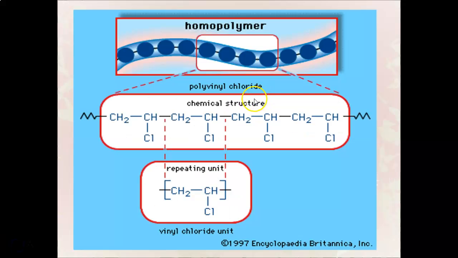One by one, okay, this one is the structure of polyvinyl chloride, which is considered a homopolymer because it contains only one type of monomer unit, which is CH2CH with Cl attached to it. So this is considered a repeating unit. We call it a homopolymer because it is derived from one monomer unit.